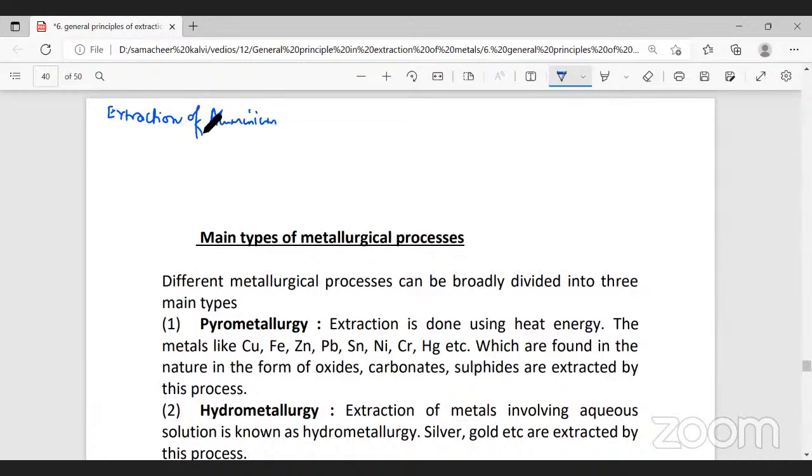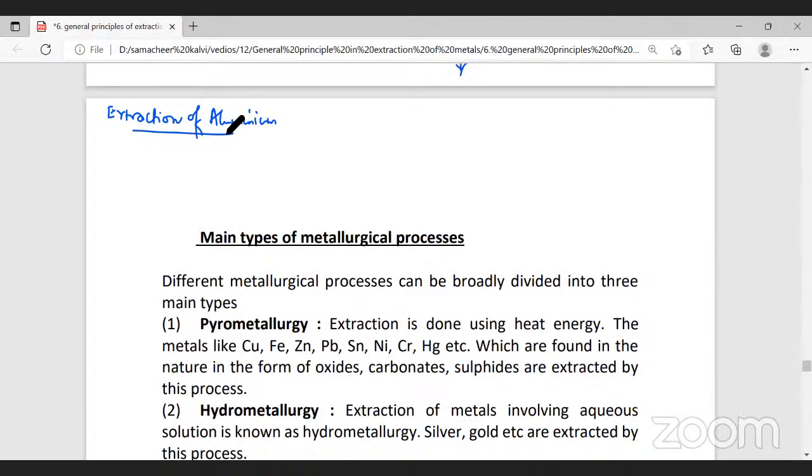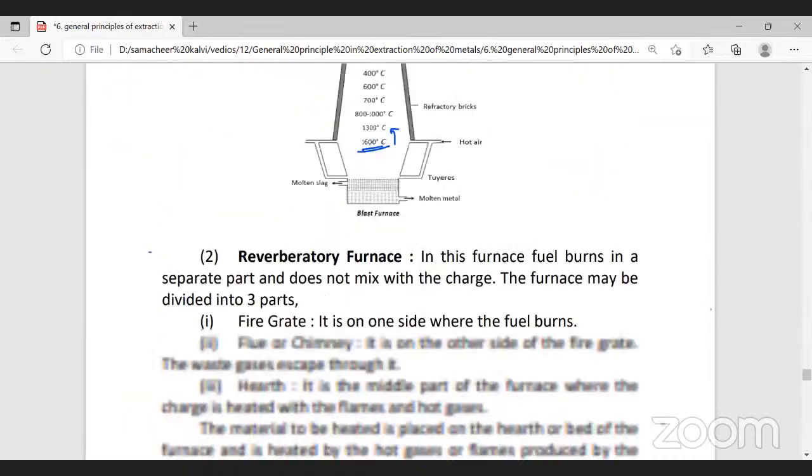Now, the next what we have is extraction of aluminum. So the bauxite ore is purified by Bayer's process. Bayer's process is a chemical method. I have taught you Bayer's process. Now, extraction of aluminum from bauxite. This process is called Hall-Héroult's process.